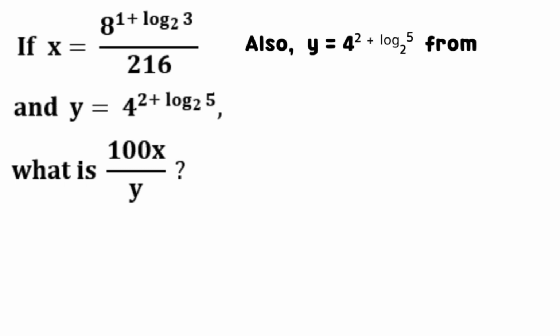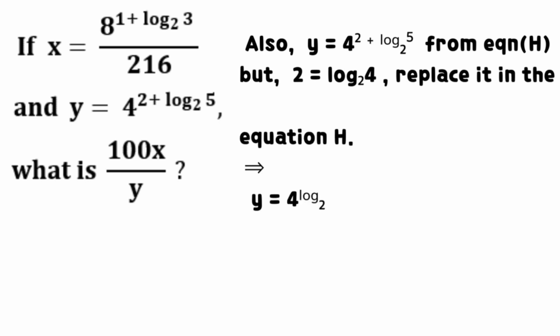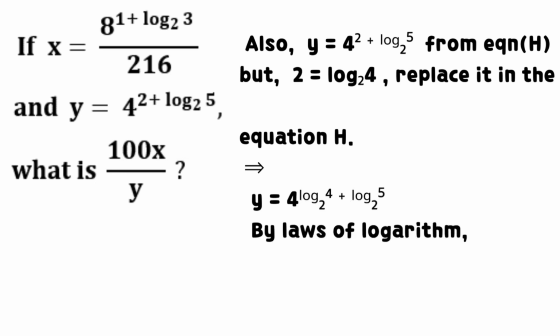Also, y equals 4 to the exponent of the sum of 2 and log 5 to base 2 from equation H. But 2 equals log 4 to base 2. Replace it in equation H. This implies that y equals 4 to the exponent of the sum of log 4 to base 2 and log 5 to base 2. By laws of logarithm, log of the product of c and d equals the sum of log c and log d.